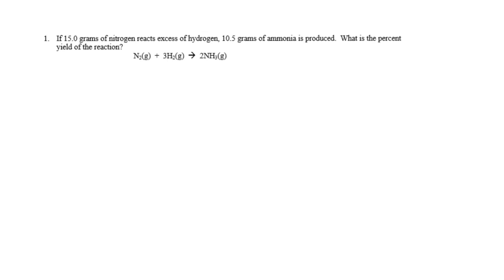For the first problem, we have 15 grams of nitrogen reacting with excess hydrogen, producing 10.5 grams of ammonia, and we want to know what the percent yield is. Well, there's several pieces of information in this problem, so let's break it down. First, let's look for what the actual yield is. Well, that is 10.5 grams of ammonia because it says that amount is produced. That is my actual yield, so I'm going to label that actual yield.